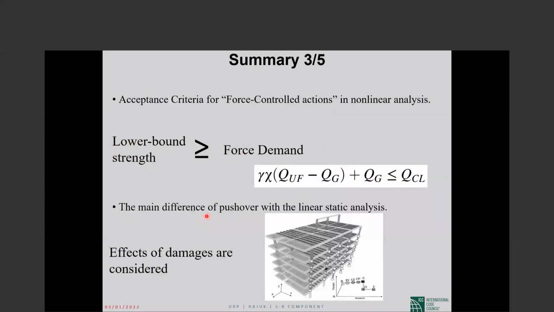Now we look at the pushover today, linear static analysis previously. What are the main differences? What is the main difference in pushover? The effect of damages are considered. So wherever the stiffness matrix changes, distribution changes, we don't need to manually adjust the load combinations to get the effect of distribution.